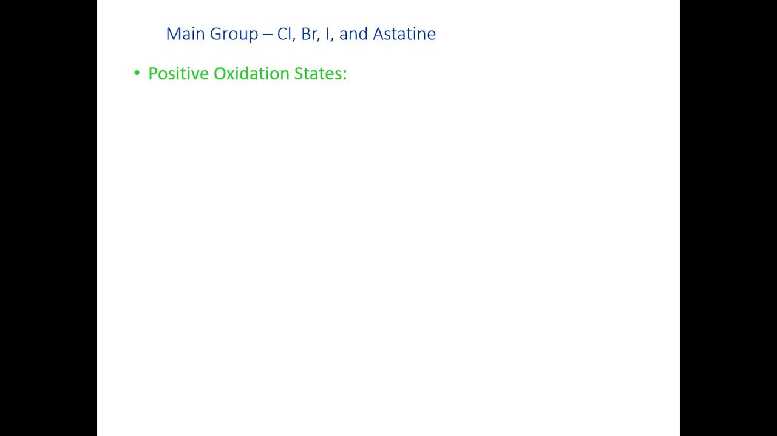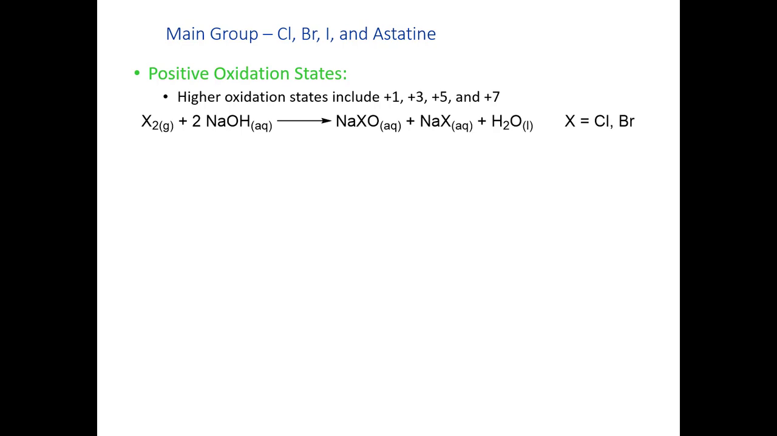For chlorine, bromine, and iodine, positive oxidation states are possible. These include +1, +3, +5, and +7. Both bromine and chlorine react with aqueous bases to form hypochlorite and hypobromite, where the halogens are in the +1 oxidation state.